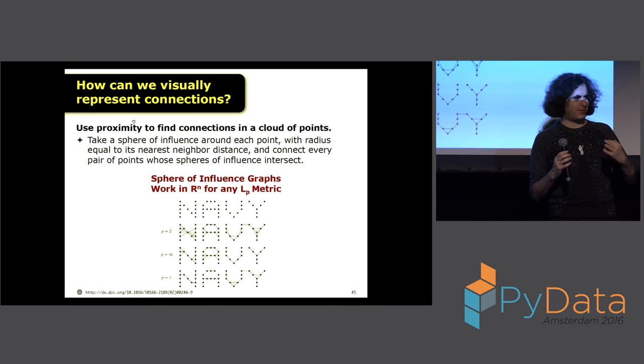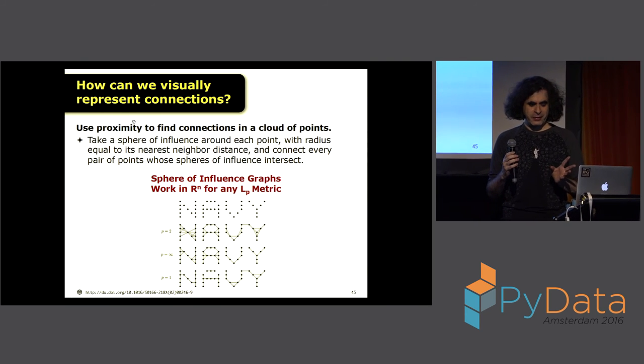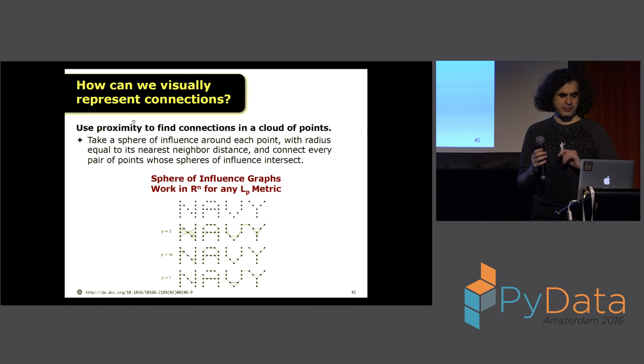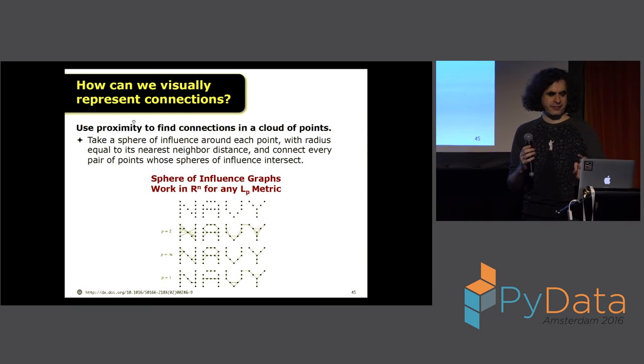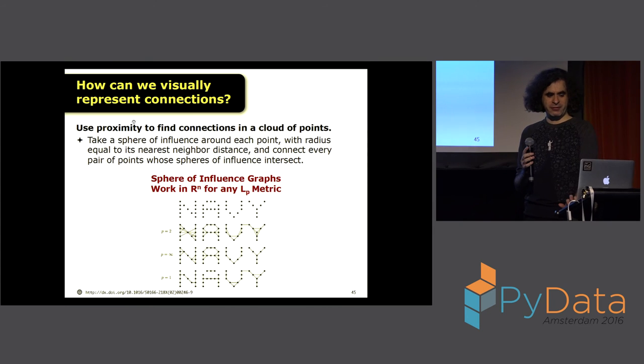This is a technique to do so in a very simple geometric way that mimics human perception. It's called the sphere of influence graph, where you take a sphere of influence around each point with the radius equal to its nearest neighbor distance and connect every pair of points whose spheres of influence intersect. It works in any dimensions, in various distance metrics, and has this nice property of reconstructing the patterns that the human eye would draw.